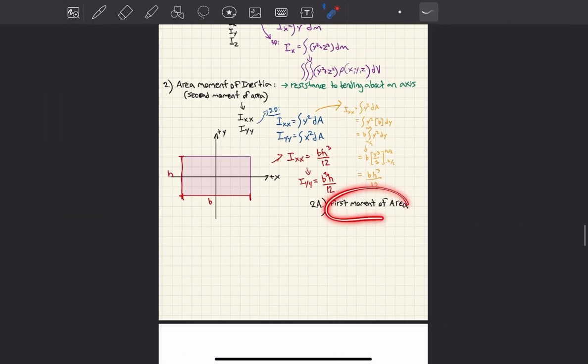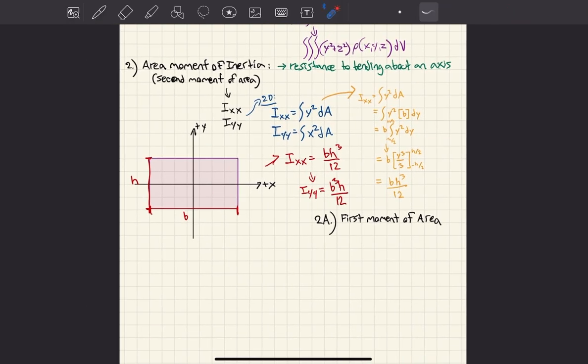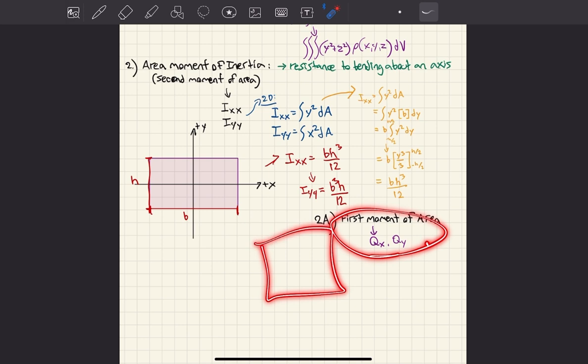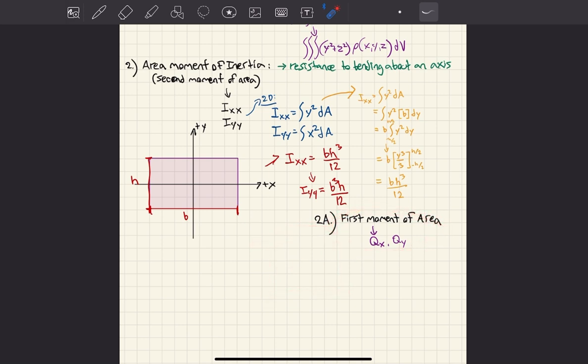This one doesn't really have, to my knowledge, any necessary conceptual meaning, like resistance to bending or something like that. But it helps us find, and it's typically represented by Qx or Qy, the centroid, the center of area of a shape, or the neutral axis. I think we find the neutral axis by dividing it by the total area. But we'll get to that in the future when we talk about bending.